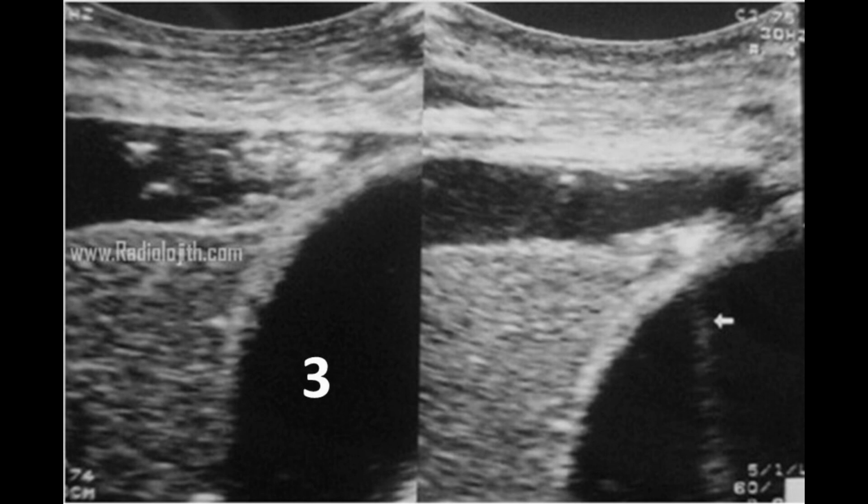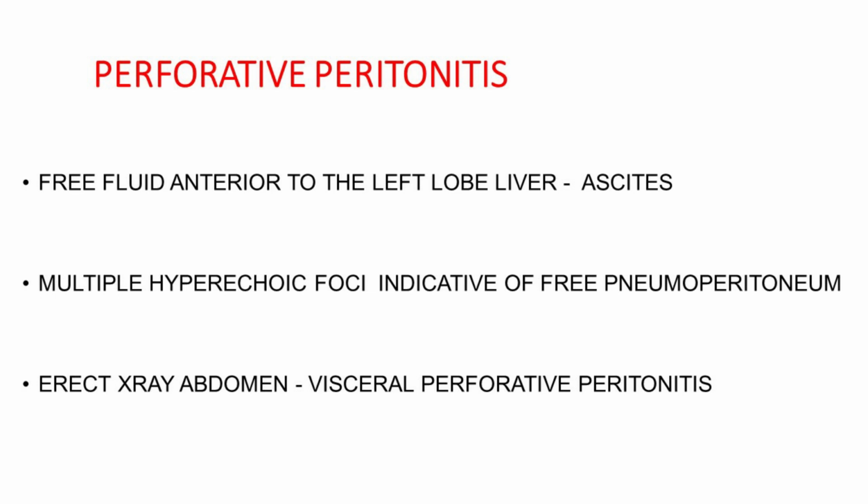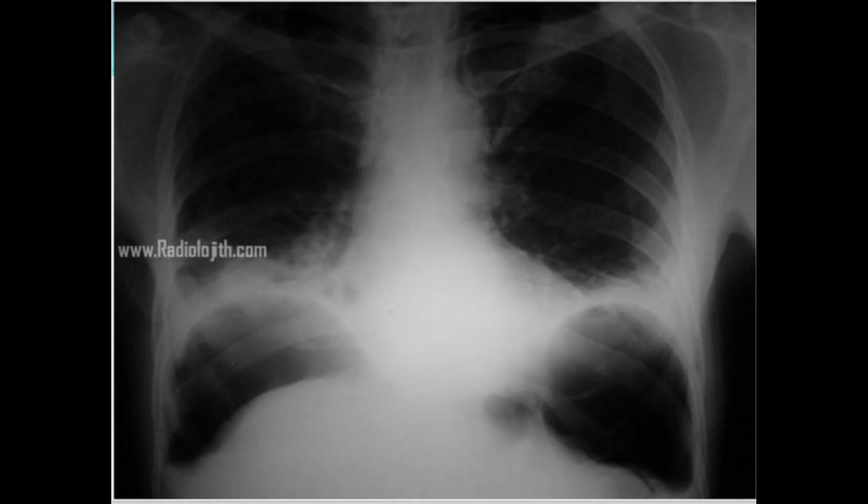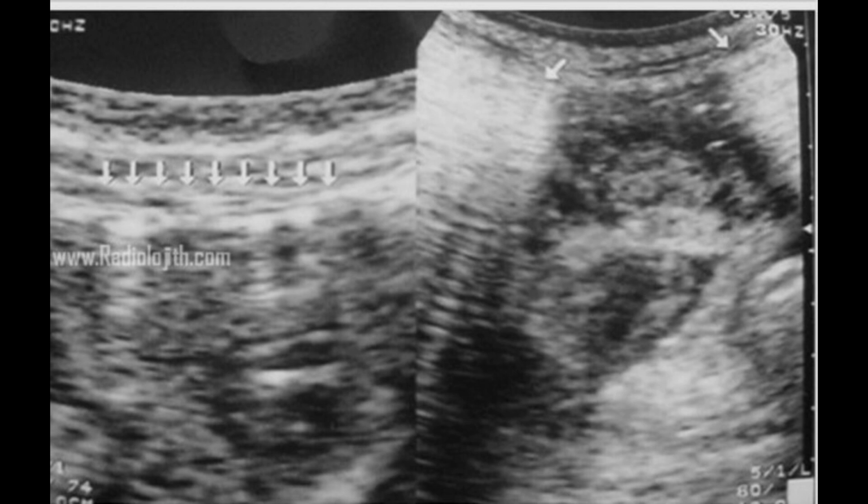Anterior to the liver surface, there is free fluid with multiple hyperechoic foci, especially the left one, you can see it very well, which is indicative of free pneumoperitoneum with mild to moderate degree of ascites, which is highly suggestive of visceral perforative peritonitis. You can see the erect X-ray abdomen, which confirms the presence of significant pneumoperitoneum. The surgical diagnosis is duodenal perforation with peritonitis.